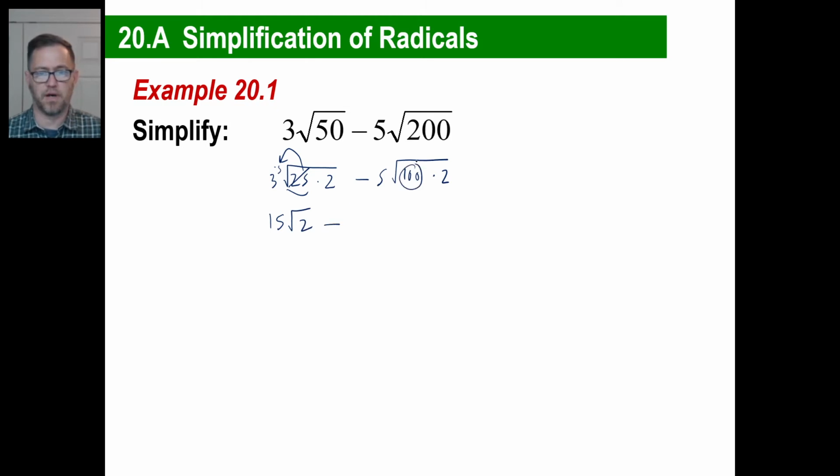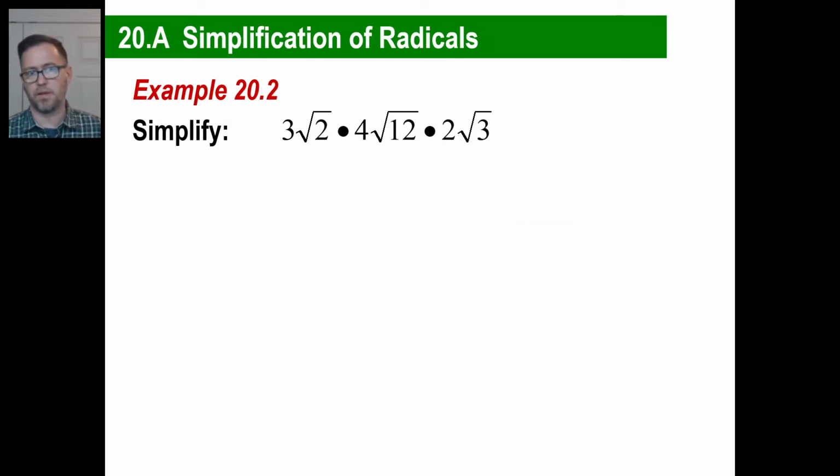Minus, and let's take a 100. The square root of 100 is 10. 5 times 10 is 50 times the square root of 2. All right? So we have 15 of something minus 50 of something. Well, that's going to give us negative 35 of the something, and that is our final answer, simplifying.